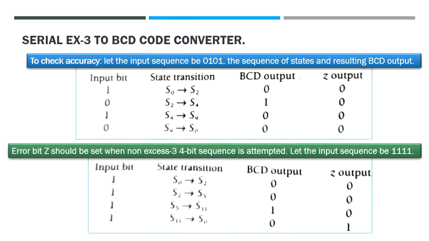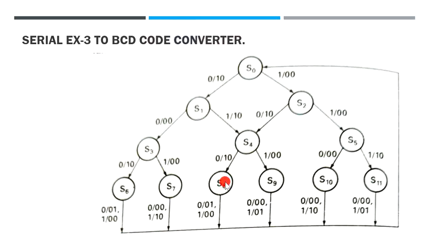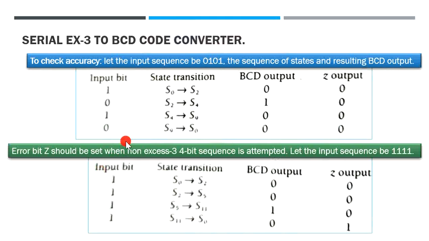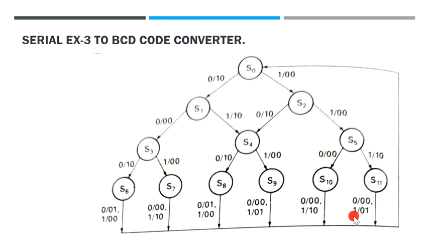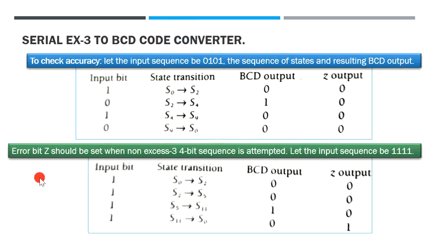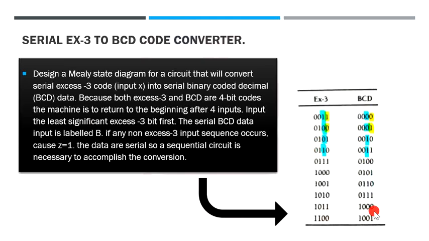Next, we have the input bit equal to 1. So you will make a transition from S4 to S9. BCD output is 0 and Z is equal to 0. Next, if the input bit is 0, you will make a transition from S9 to S0 with BCD output 0 and Z equal to 0. Now let us also check the error bit Z that should be set when a non-XS3 4-bit sequence is attempted. So let us have the input sequence to be, say, all ones, which is basically a non-XS3 code.